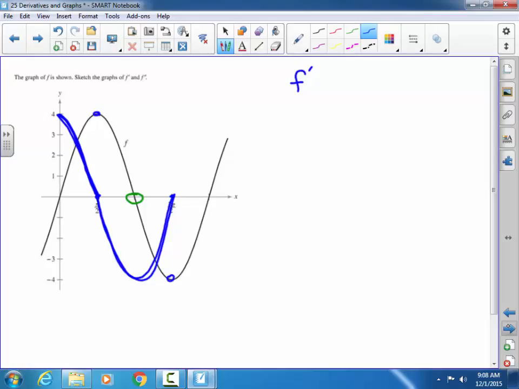And what about from 3 pi over 2 on? The function is increasing. That means the derivative is greater than 0, so that means the function's going up. And again, we don't have anything that says it's going straight or curved. We're going to guess it's going curved because this kind of looks like a sine-cosine curve.